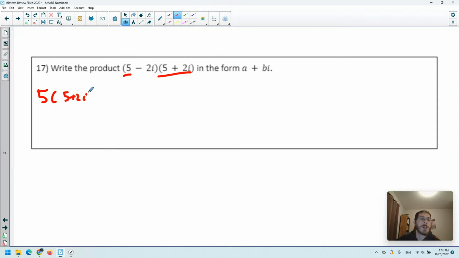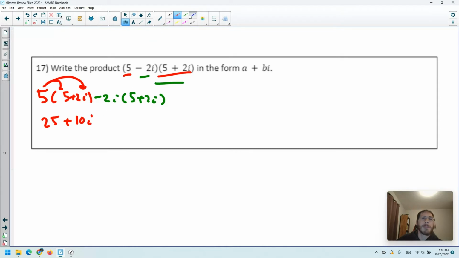Oops, 5 plus 2i, and then minus 2i times 5 plus 2i. We can double distribute. 5 times 5 is 25. 5 times 2i is 10i. Minus 2i times 5 is minus 10i. Minus 2i times 2i is minus 4i squared. Combining our like terms, it's clear that that's going to be 0. Those are going to cancel out.